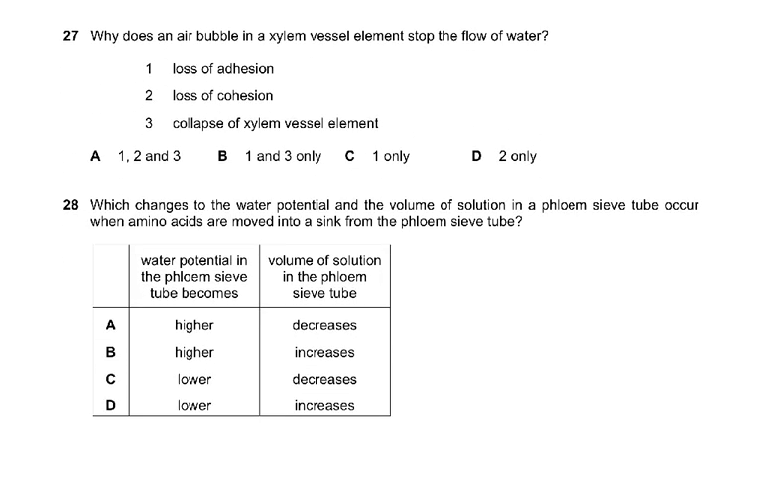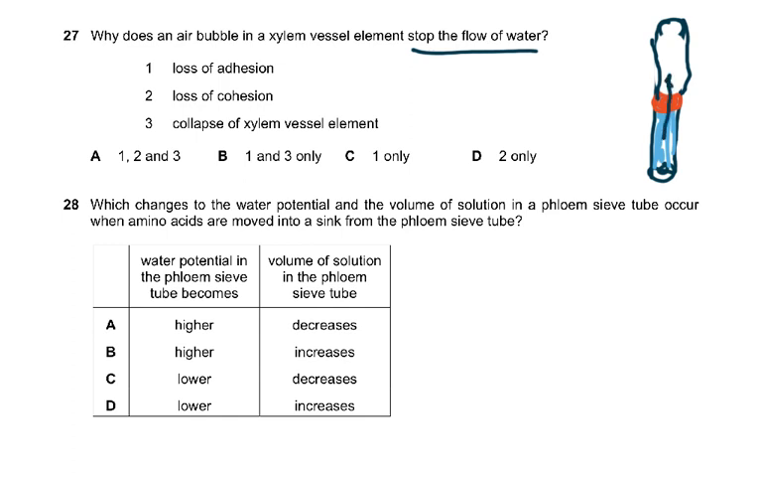Then coming on to question number 27, why does an air bubble in a xylem vessel element stop the flow of water? So this is the xylem vessel, right? And there's water flowing in it, right? And we have an air bubble in it. And this stops water from flowing. So water cannot go anywhere. So we have a problem.